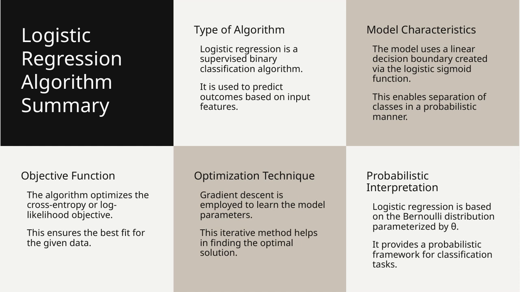Finally, from a probabilistic standpoint, logistic regression is based on the Bernoulli distribution, which is parameterized by theta. This means it provides a solid probabilistic framework for classification, aligning perfectly with its goal of estimating the likelihood that a given input belongs to a particular class. All of these components come together to make logistic regression a powerful and interpretable classification method.